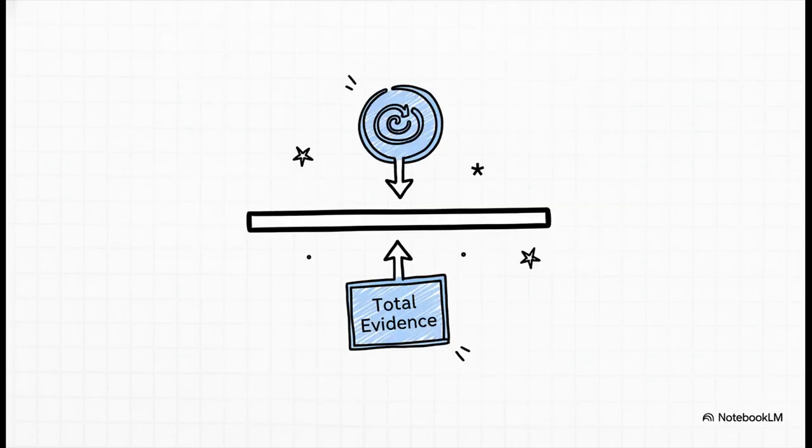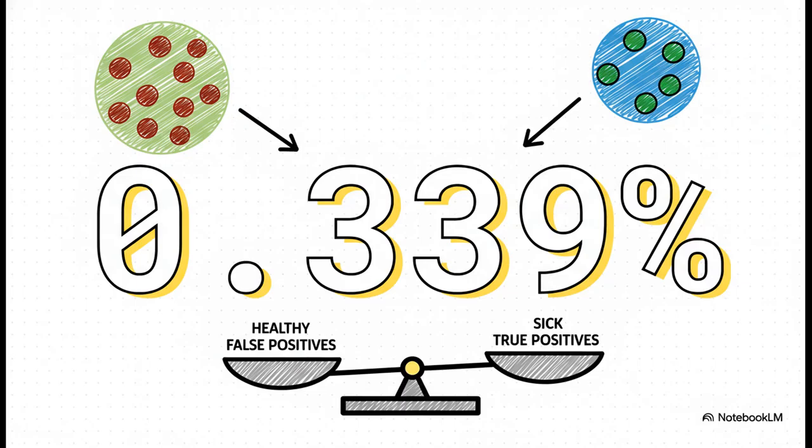And now for the grand finale. We have all our ingredients. To get our updated belief, the posterior probability, we just take the probability of a true positive and divide it by the total probability of getting any kind of positive result, whether it's true or false. And there it is. The math shows us the chance is only 0.339%.